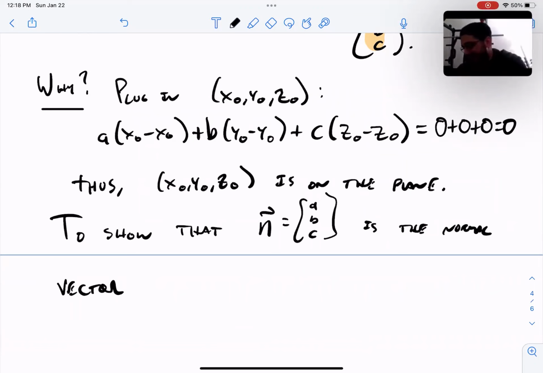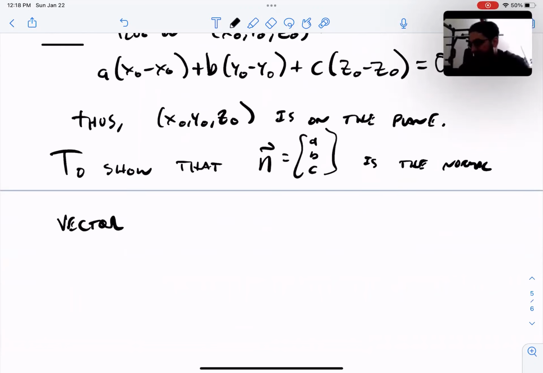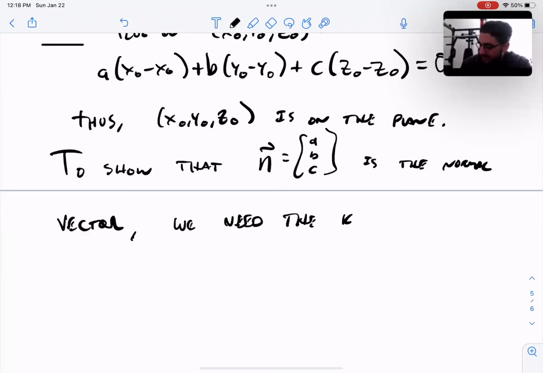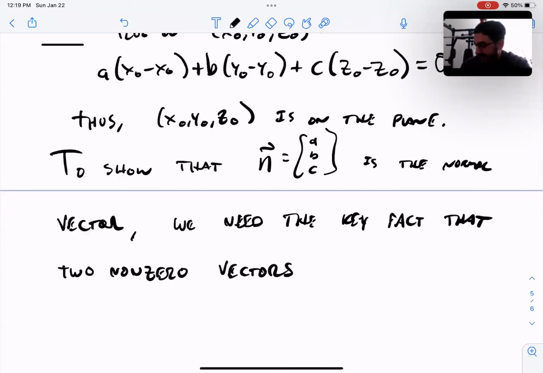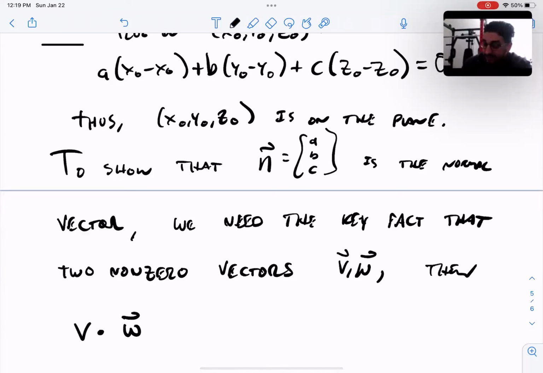So here we have a key fact that we need. And the key fact is that for non-zero vectors, there's a really nice way to test and see whether or not they're perpendicular, right? If you have non-zero vectors v and w, then what can you say about them? What's the super easy test for their orthogonality?